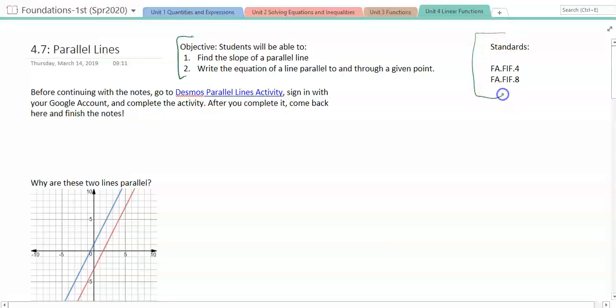And we're still focusing on the same two standards that we've been doing the last few days, F-IF 4 and F-IF 8. And again, we've talked about how those are dealing with interpreting functions and their characteristics.